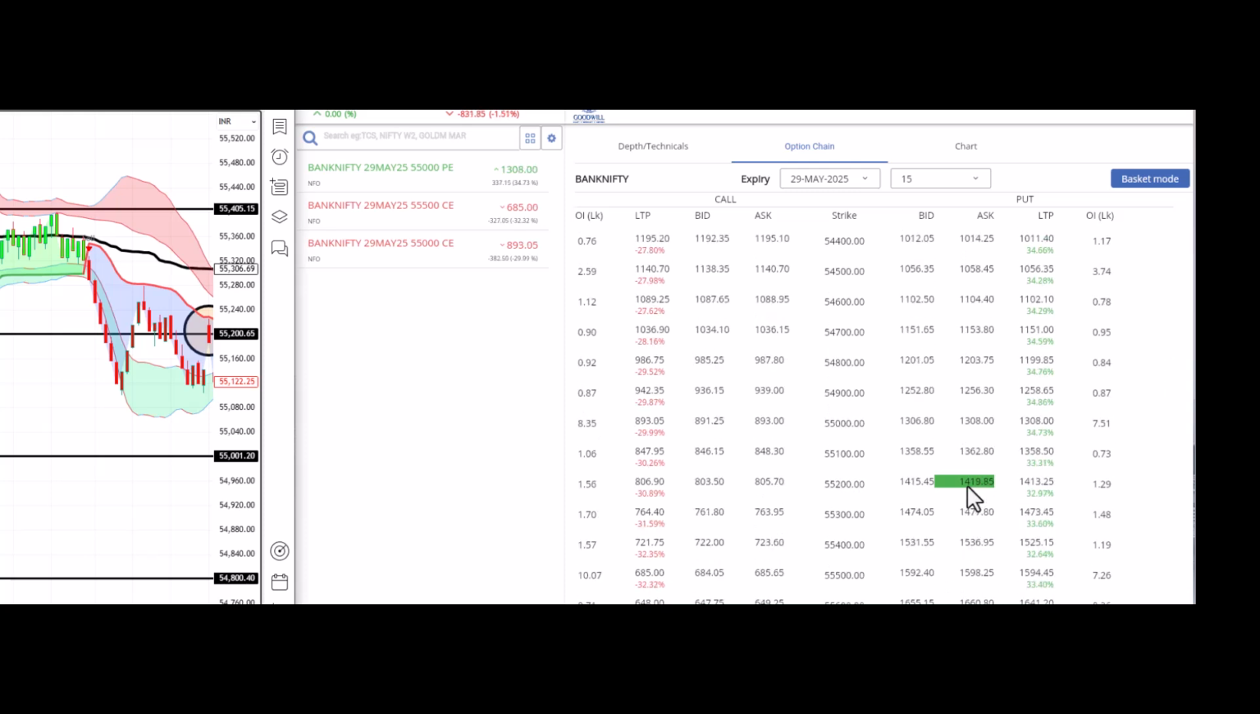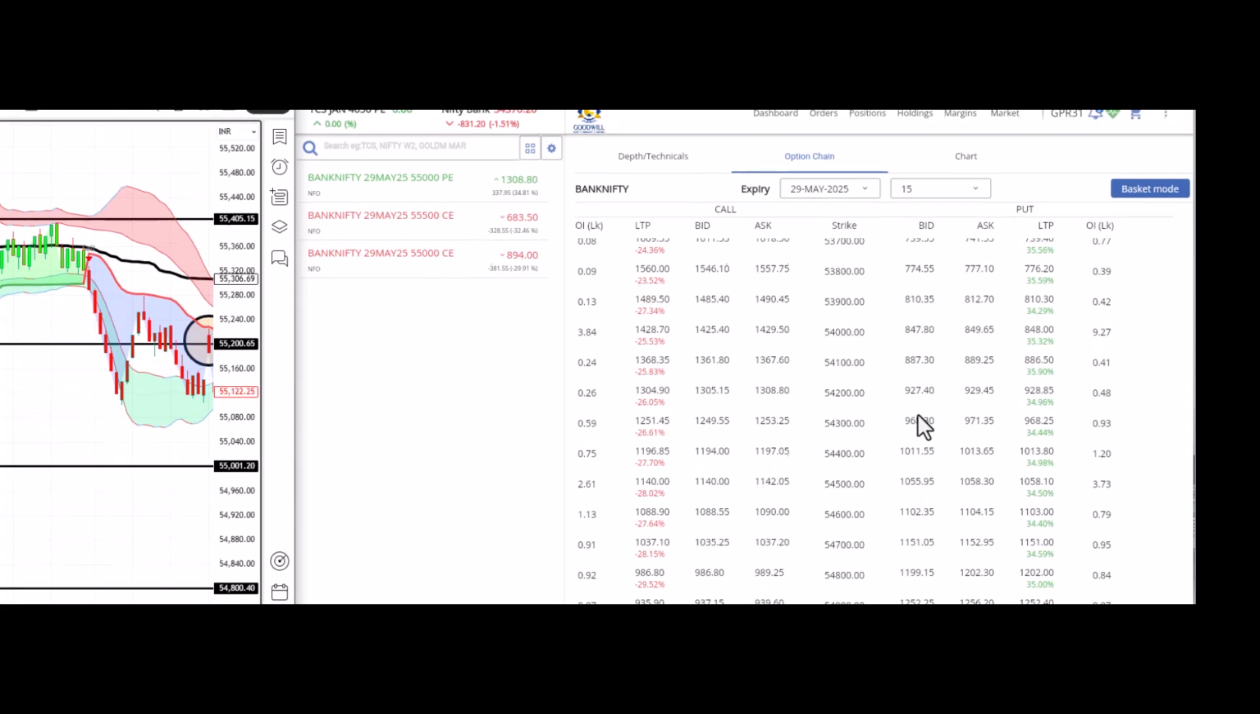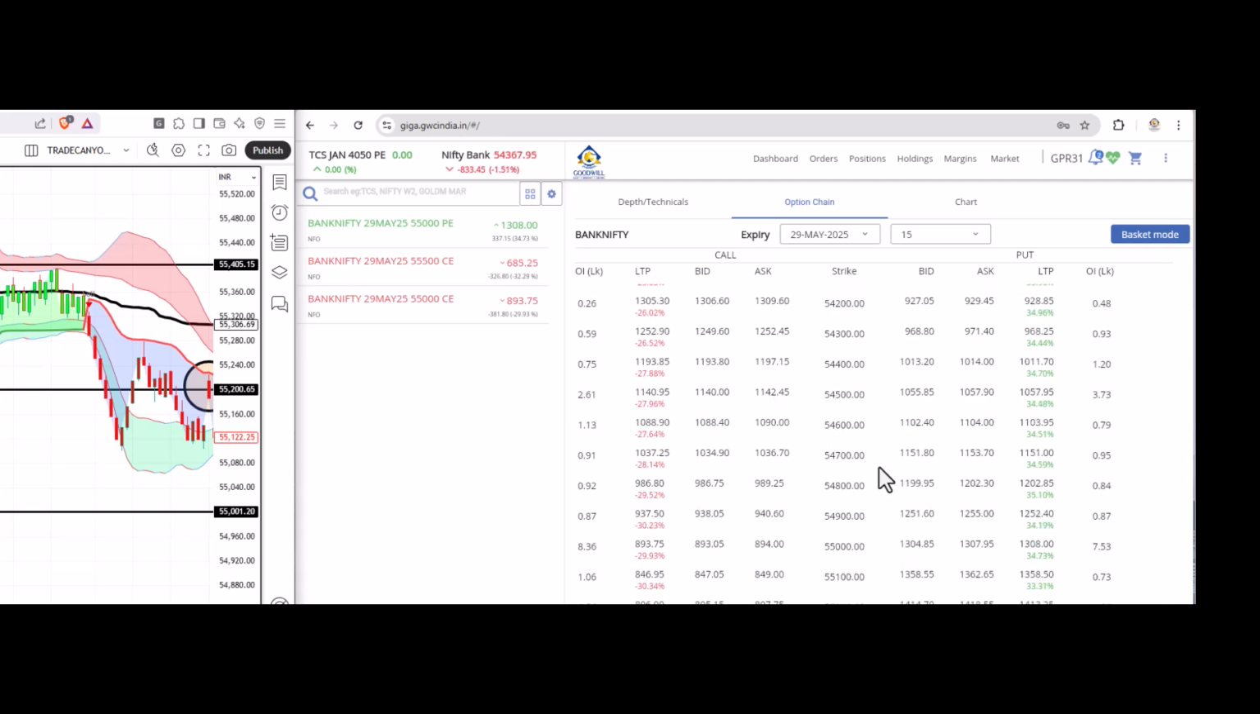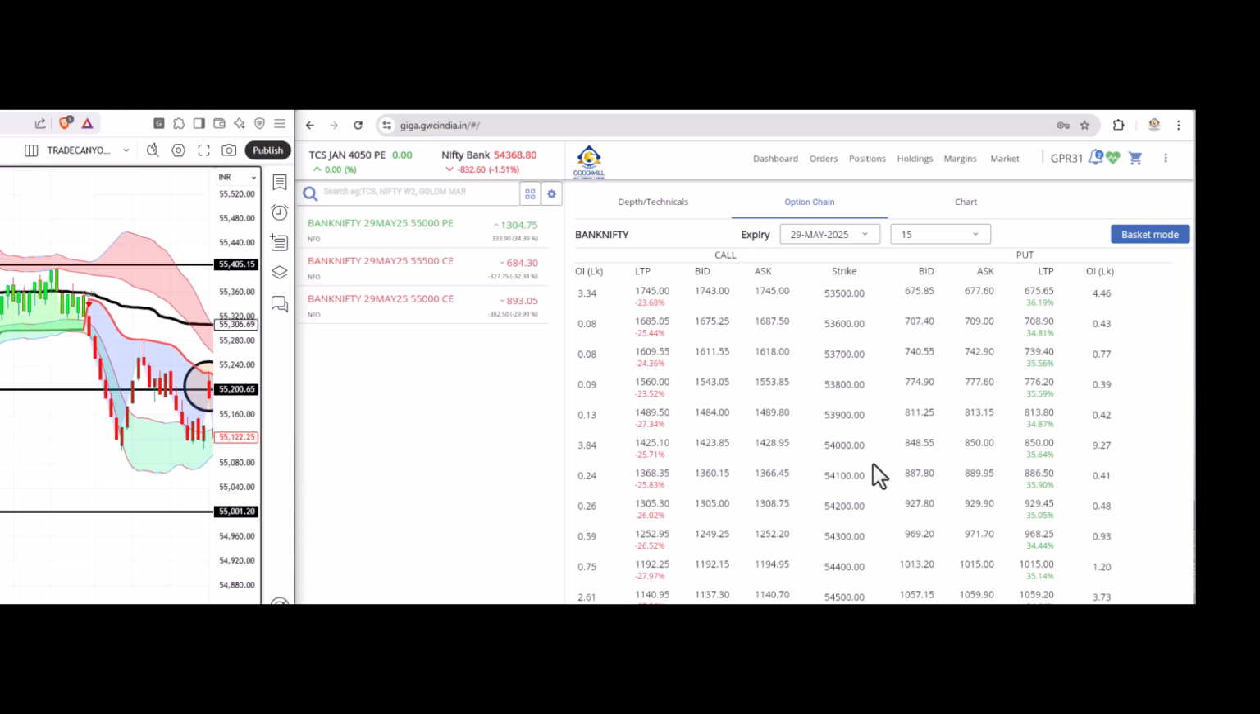We don't recommend going out of the money for put options. The reason is very simple. If we compare the value of the at the money option, assume the current price is 54,300. So 54,360, maybe 54,400, may be the at the money.